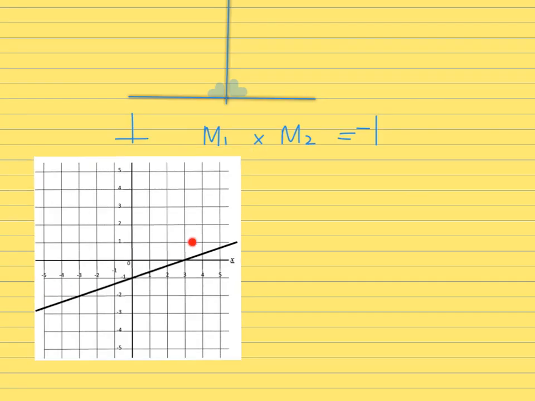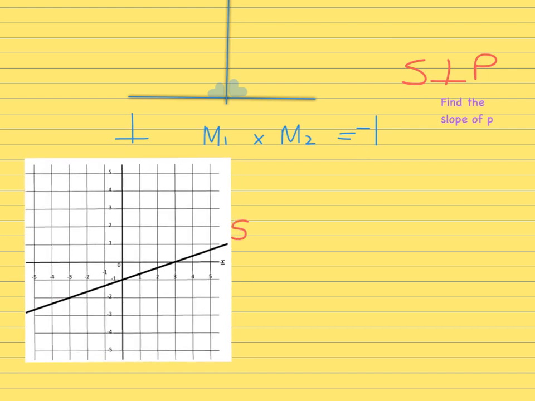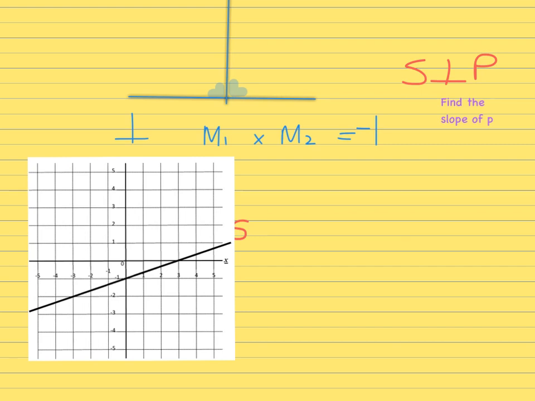So if I'm given a line here, and I'm going to first of all find the slope of that. I'm going to call this line S, and I'm told S is perpendicular to P. Find the slope of P. So I know if they're perpendicular, when you multiply the slope of the first by the slope of the second, you should get -1. So let's have a look and see if I can do myself a favor and find the slope of this line here.